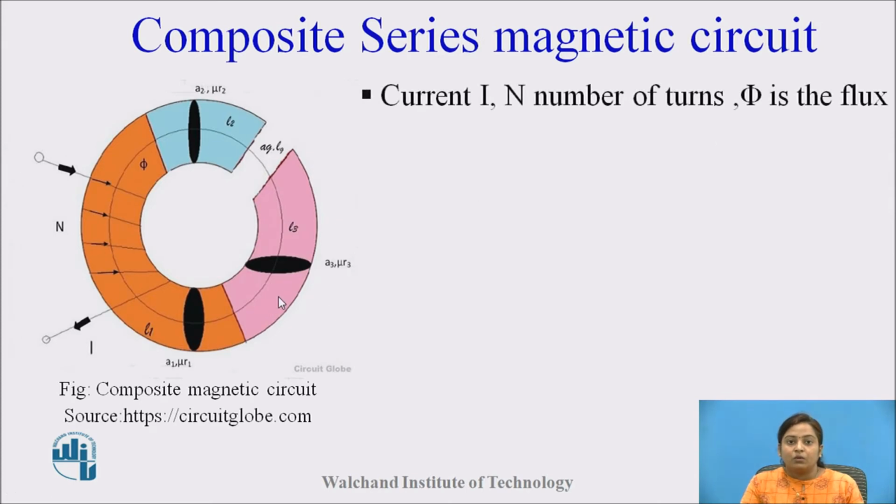Okay, so here this is one of the examples of composite series magnetic circuit. Here the current I flows through this coil which is wound on one of the sections or one of the parts of this magnetic core, and then flux phi sets up in all parts, means same flux flows through all the parts of this magnetic core.